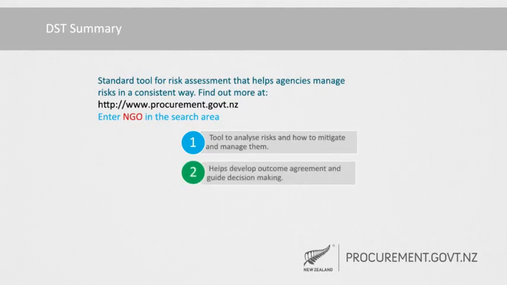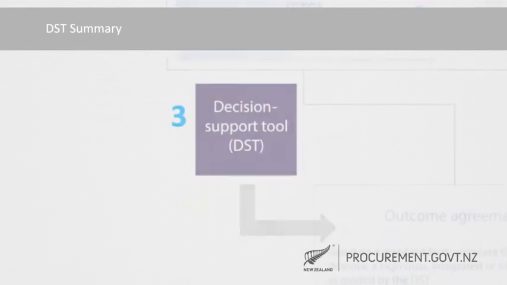It starts by assessing risk areas, identifying specific risks, and then moves on to developing mitigation and management options. The Decision Support Tool is designed to be used after an agency has decided to enter into an agreement with a provider, but before the outcome agreement is developed. It is not a suitable tool for selecting a provider through a competitive selection process. That's an overview of the Decision Support Tool.